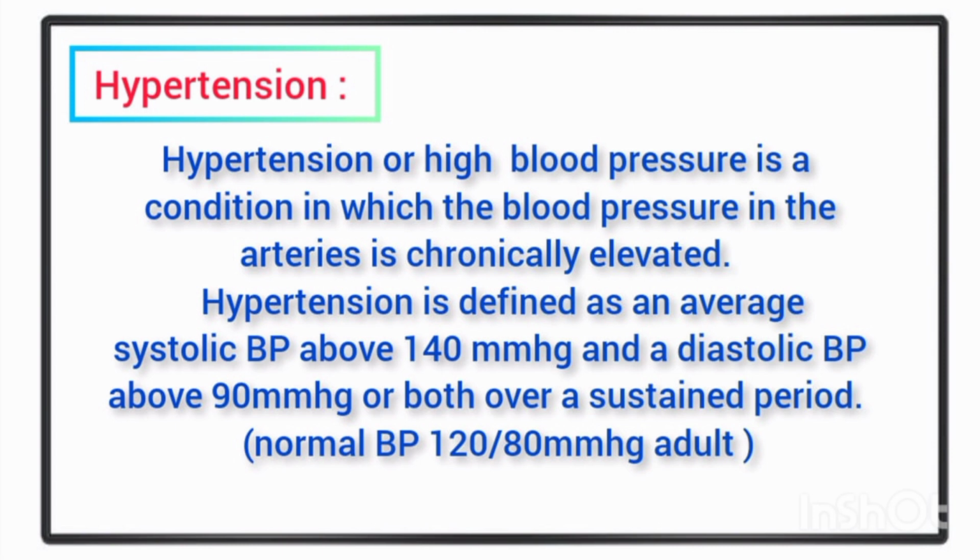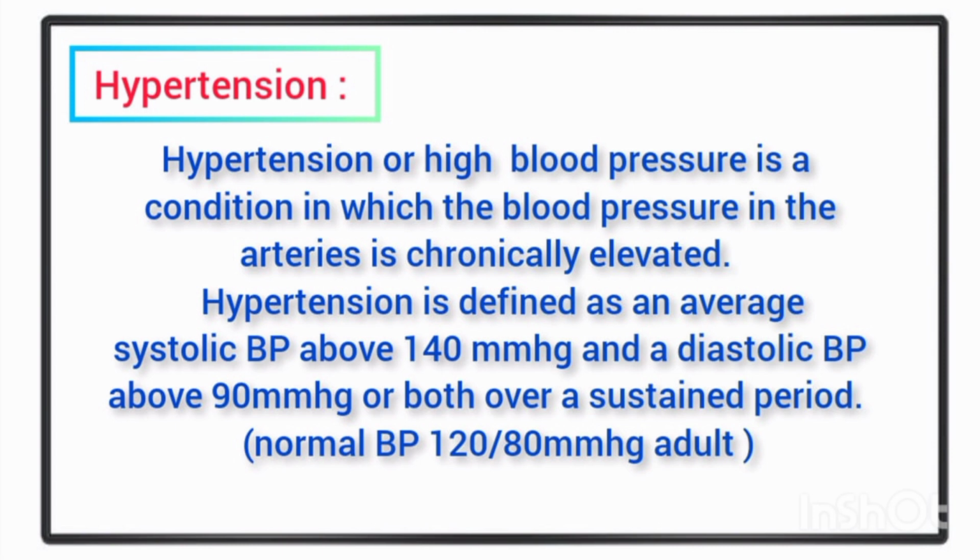Okay, and hypertension is defined as an average systolic blood pressure above 140 mmHg and a diastolic blood pressure above 90 mmHg. Normally the blood pressure is 120/80, right? So if the blood pressure becomes 140 mmHg systolic and diastolic 90 mmHg or above, it is called hypertension, or both over a sustained period.